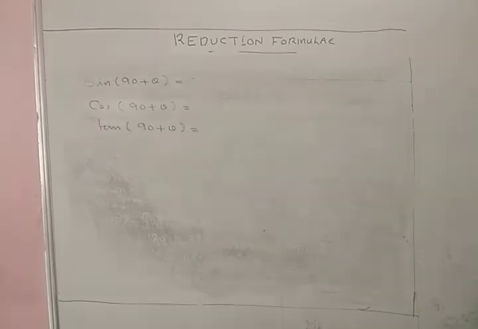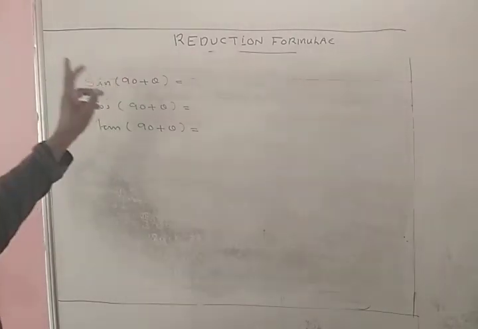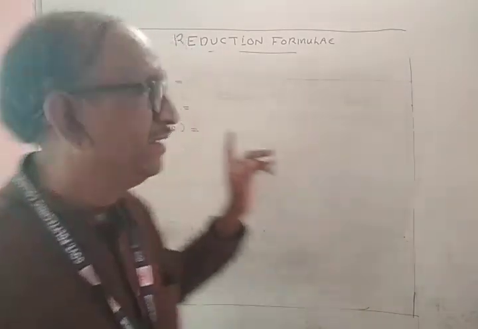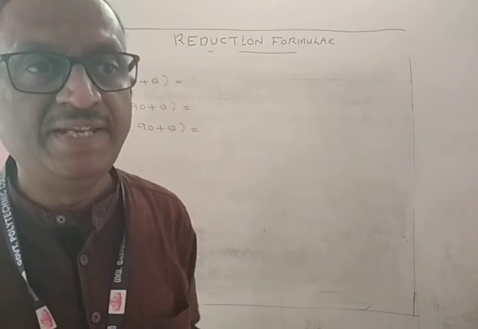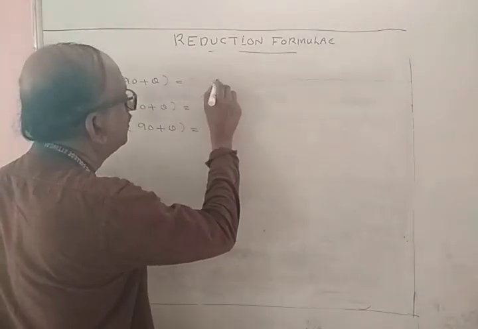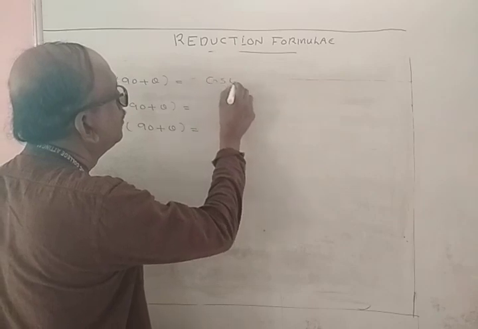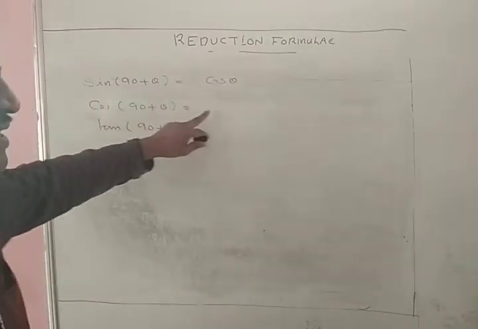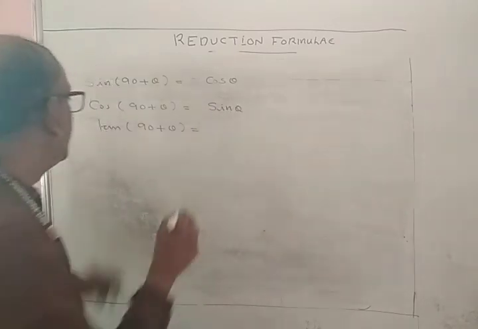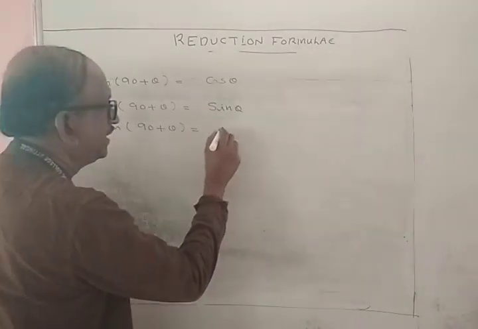Next, reduction formula for 90 plus theta. Here 90 is 1 into 90, an odd multiple of 90. When the angle is an odd multiple of 90, sin becomes cos. Therefore, here cos theta. Cos becomes sin. Here sin theta. And tan becomes cot. Here cot theta.